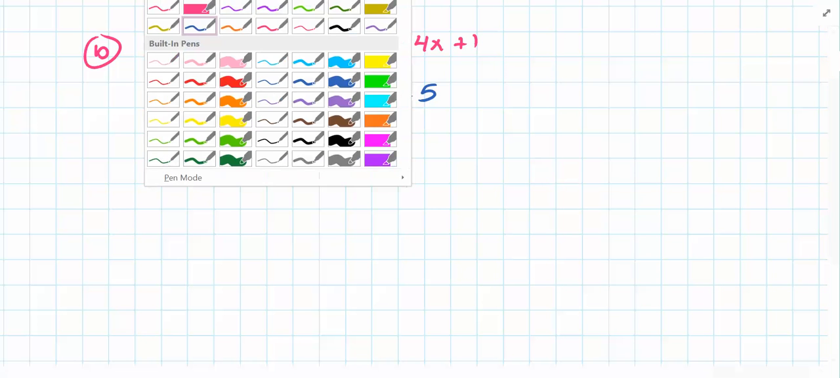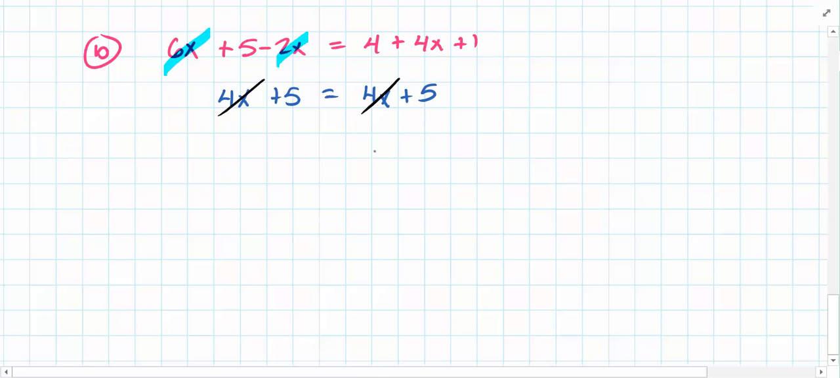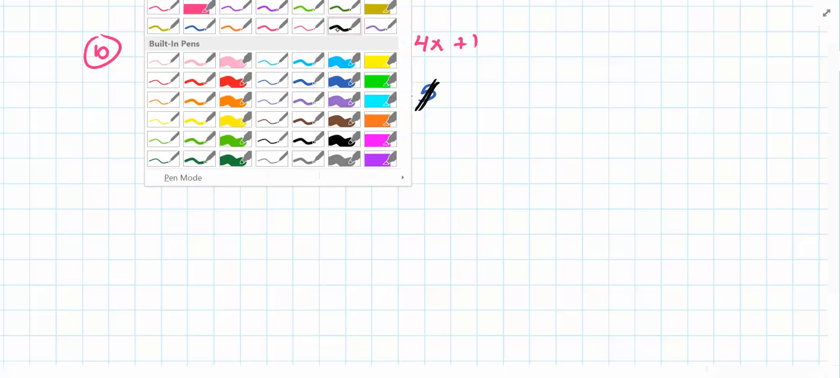Well, 4x's go away, right? And then what else goes away? 5's go away. So what does this give me? This gives me 0 is equal to 0.